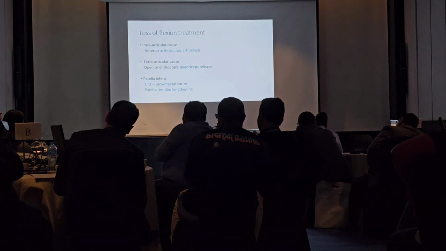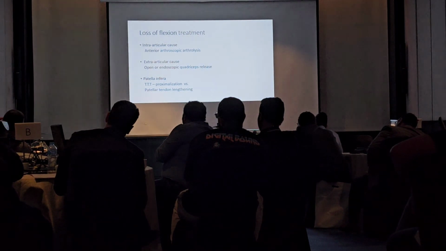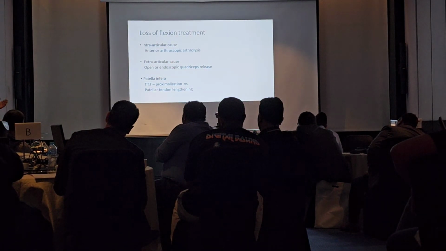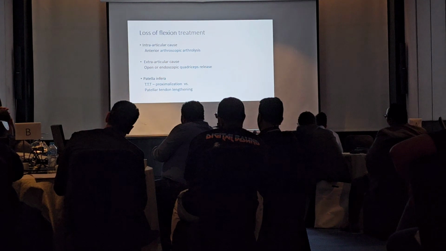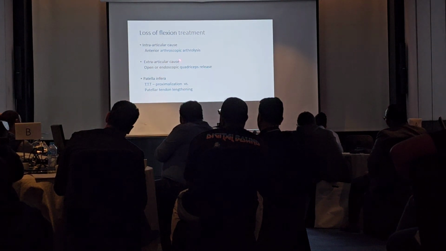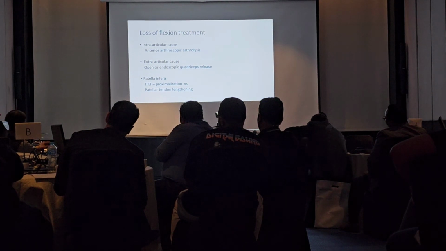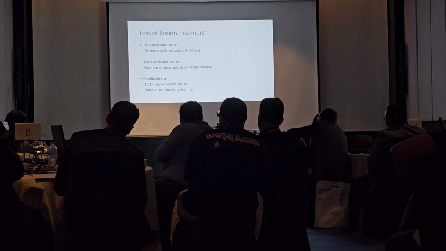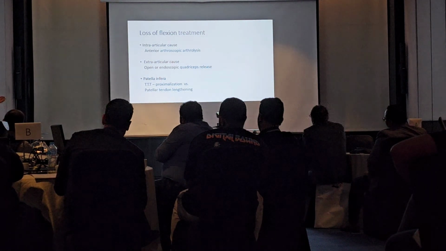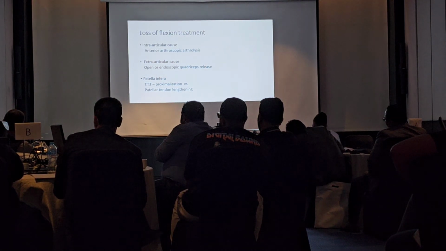Now, if we have loss of flexion, what type of treatment do we need? Again, this should be oriented on the cause. So if we have an intra-articular cause, we can do arthroscopic arthrolysis. We agree. And if we have an extra-articular cause, we have to do quadricepsplasty, either endoscopic or open, which is the most commonly used.